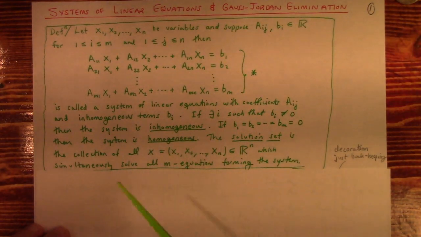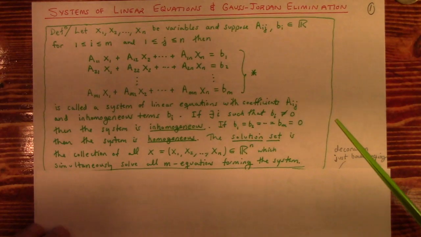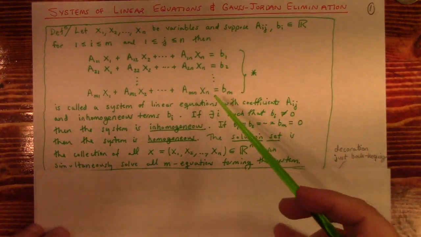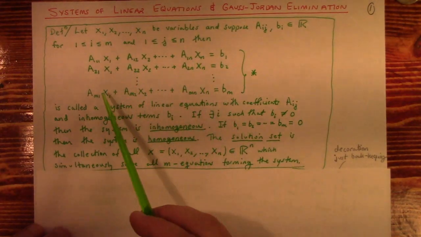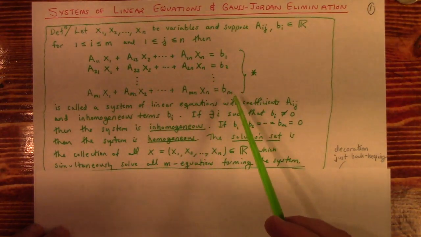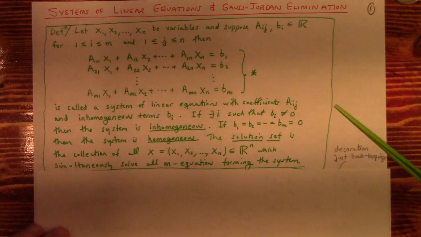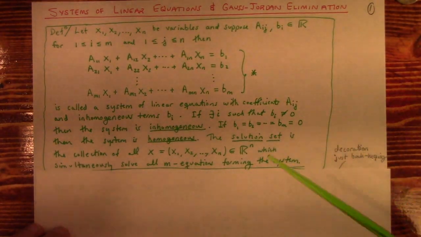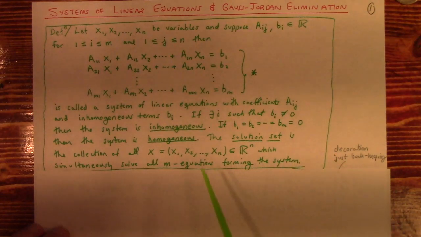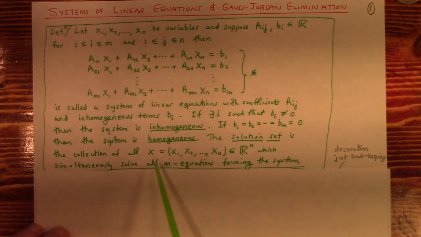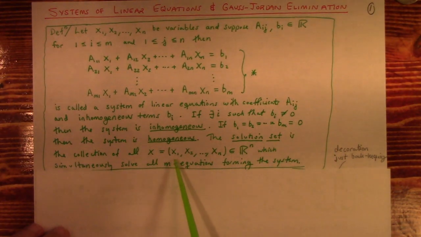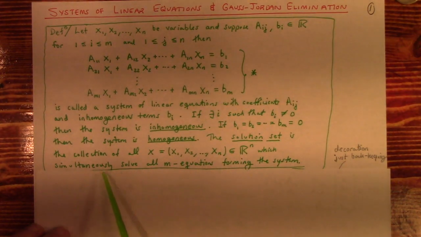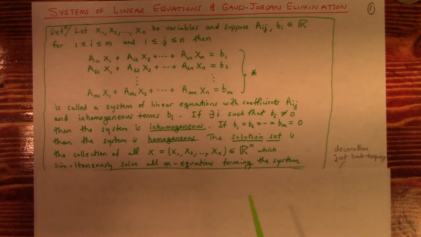Fun fact, a homogeneous system always has at least one solution. It always has the zero solution, because if the system is homogeneous, you can just put all the variables equal to zero and it works. And so that makes zero a solution to the system. By zero, I mean the vector 0, 0, 0, and so forth. Generally speaking, the solution set is the collection of all x, an n-tuple x1 through xn in Rn, which simultaneously solve the m equations of the system all at once.